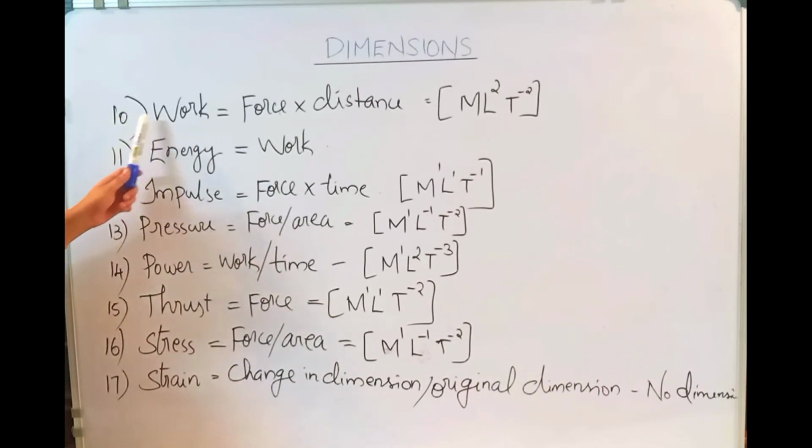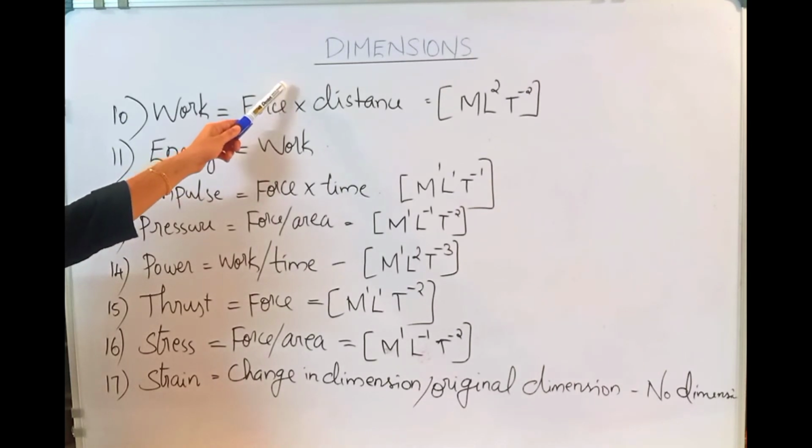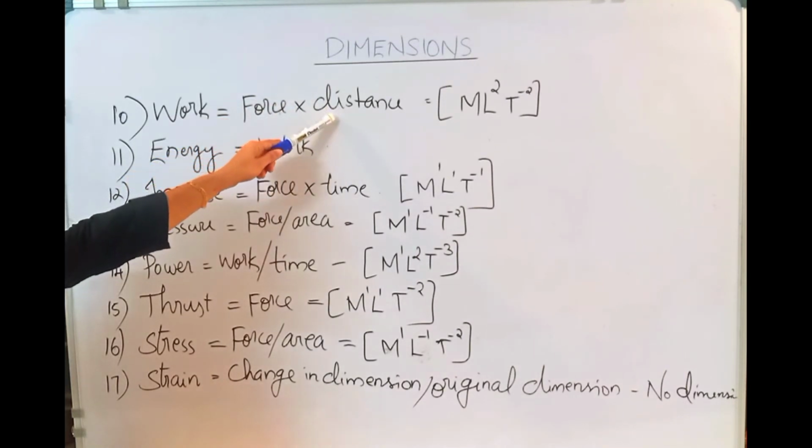Here the next quantity is work. So what is the equation for finding work? That is force into distance. Okay. So how can we find the dimension? Force is mass into acceleration, that is M L T raised to minus 2, into distance, so L. So what will we get? That will be M into L square T raised to minus 2.